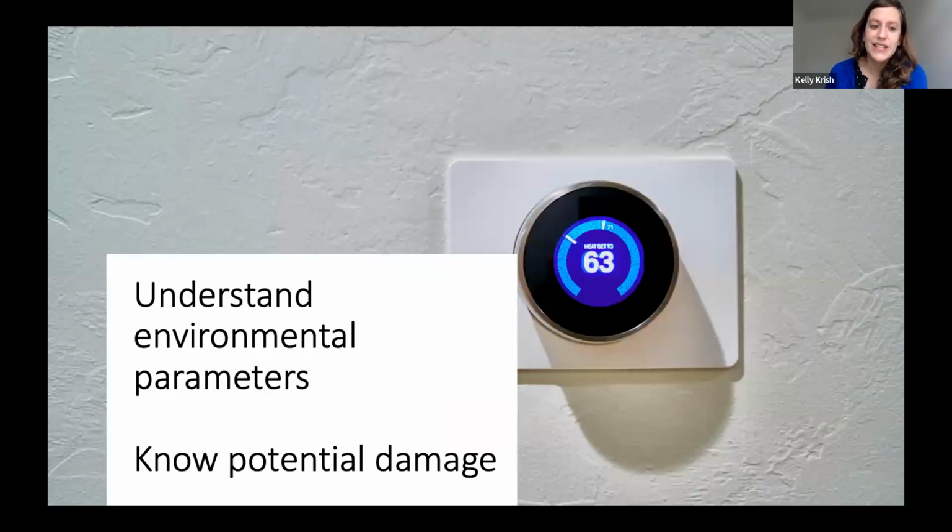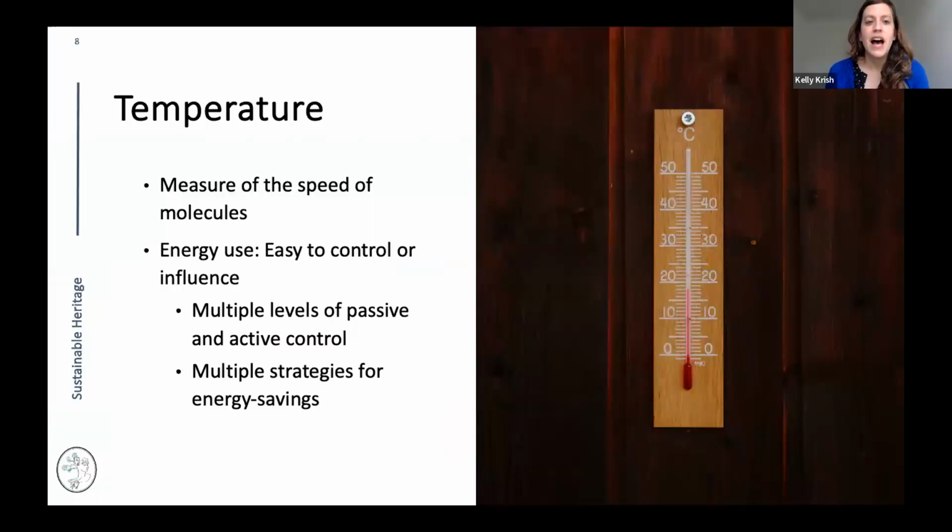Okay, so getting into those goals then, in terms of environmental parameters. We'll start with temperature. This is the speed of molecules. It's probably easiest to visualize if you think of a pot of water on the stove, and as you increase the temperature, you're adding heat to those molecules and they start to move faster and faster. And as it cools down, of course, they're slowing.